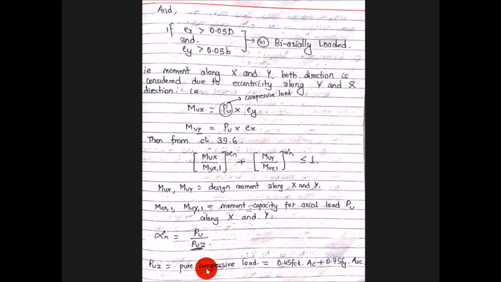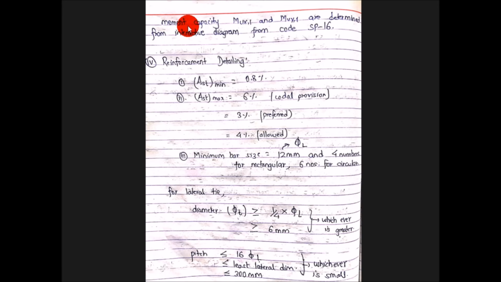And PUZ is equal to the pure compressive load, which is equal to 0.45 FCK AC plus 0.7 FY ASC. This can be found in clause 39.6. Moment capacities MUX1 and MUY1 are determined from the interaction diagram from code SP16.